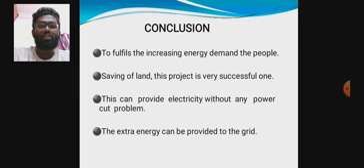This can provide electricity without any power cut problem. The extra energy can be provided to the grid.